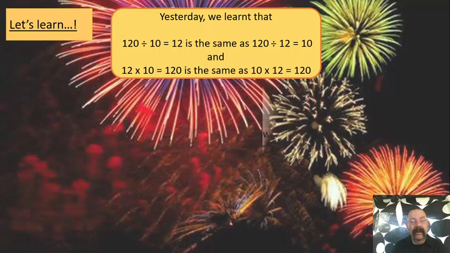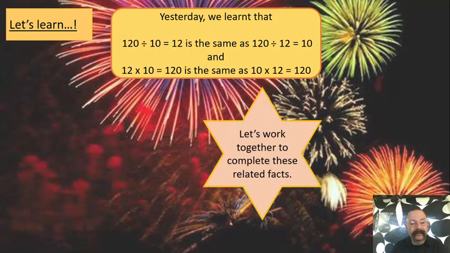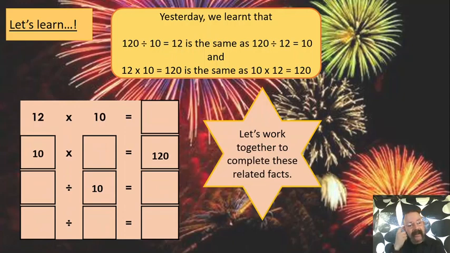So I want you to have a look at this example. So if we know that 12 times 10 is, what could that be? Have a little think. 12 times 10 is 120. Then we can work out that 10 times something is 120. So we're going to use the numbers that we've got already. So the missing number there should be 12.